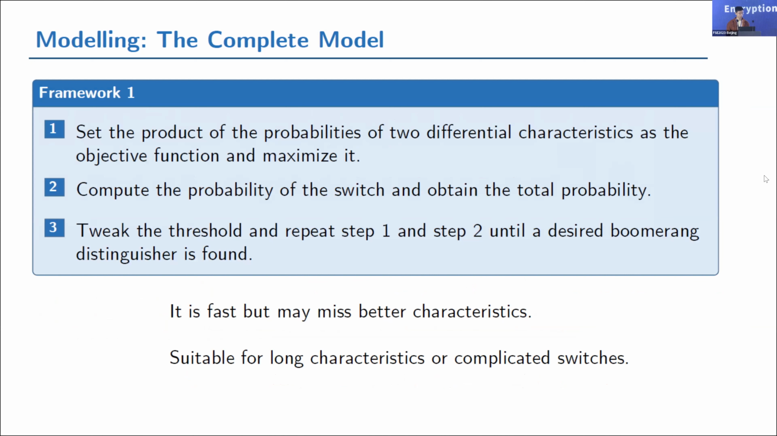So we have to come up with new searching frameworks. Our first framework aims to find Boomerang characteristics with high probability. We just tweak the thresholds in the switch, that is the size of the partial BCT, and then search the characteristic until we find the desired characteristic. This framework is fast, but may miss some better characteristics.